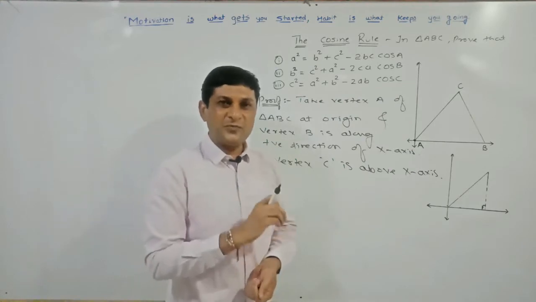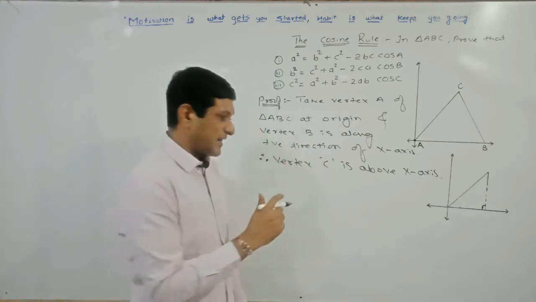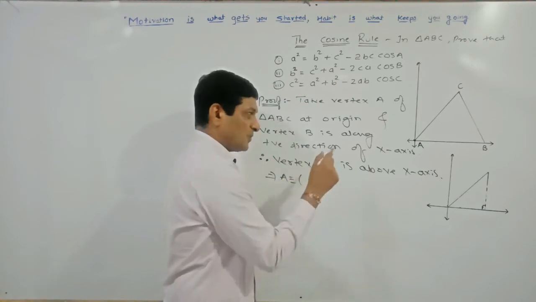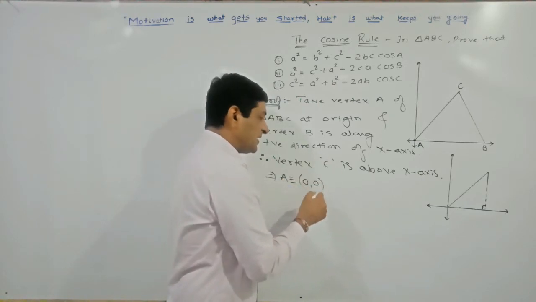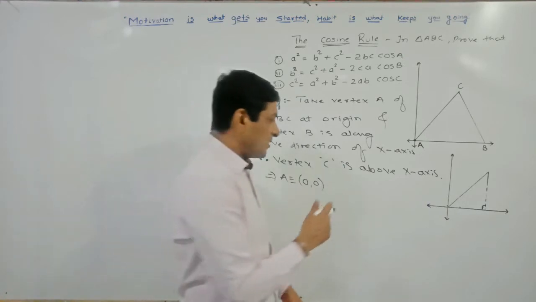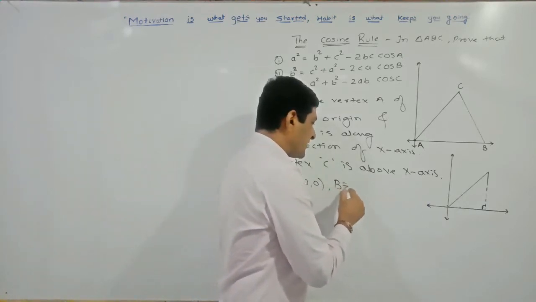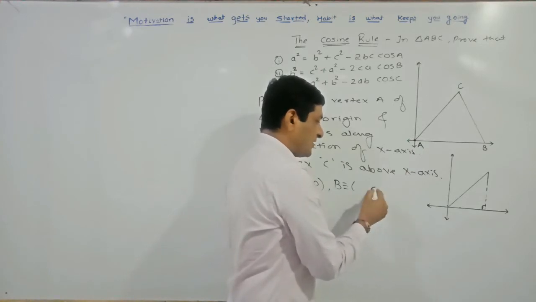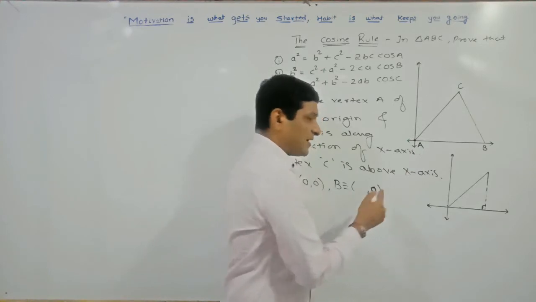Now we are trying to find the coordinates of these three vertices. So this implies the coordinates of vertex A. Vertex A is at origin, means definitely its coordinates are (0, 0). Now let us try to find the coordinates of vertex B. B is a point on the x-axis, so we can say that its y coordinate will be equal to how much? The y coordinate is 0.